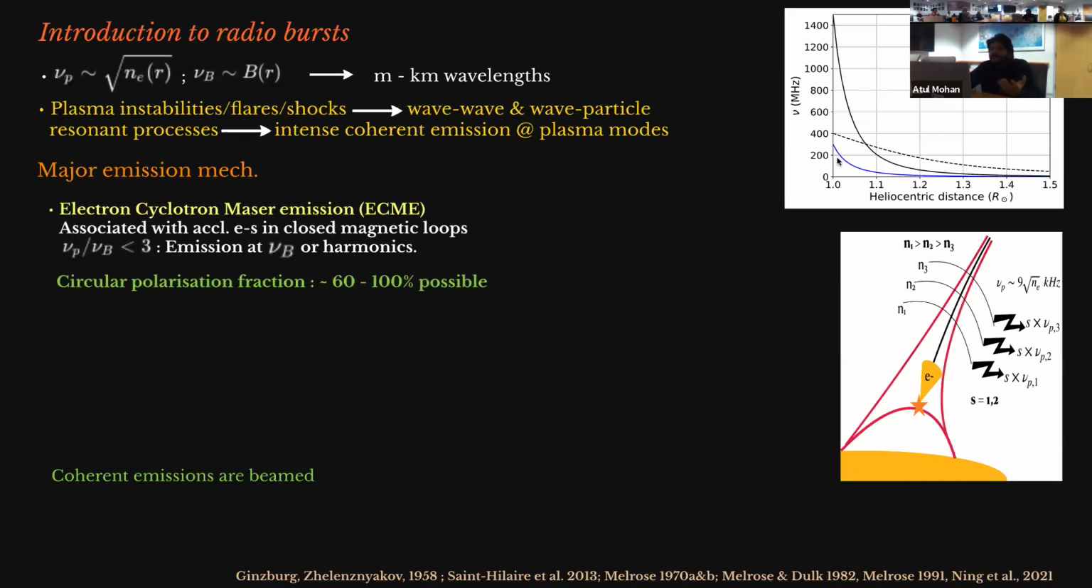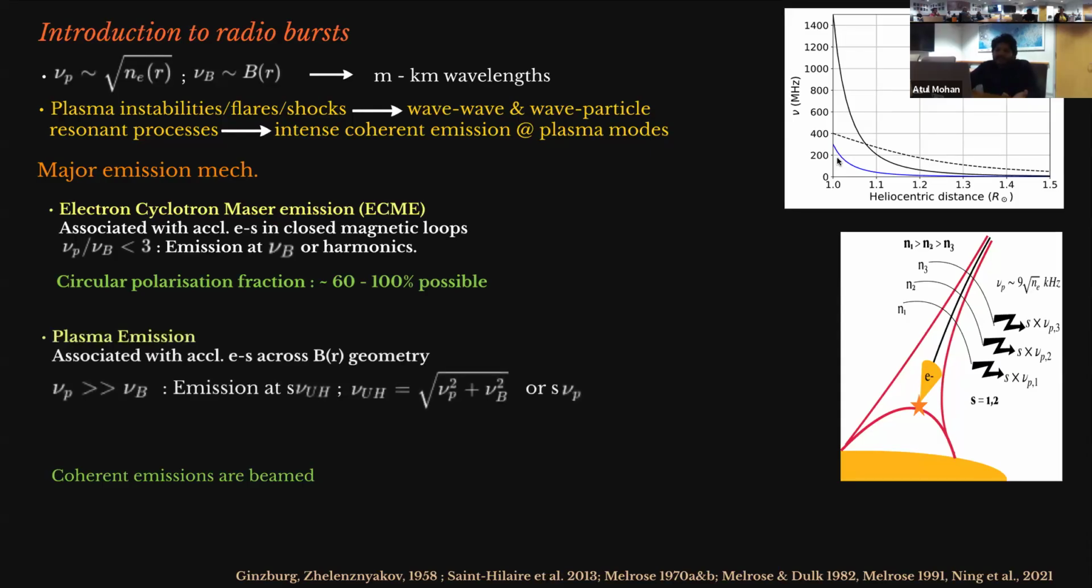So the major emission mechanisms in the radio fall into two categories. One is the electron cyclotron maser emission, which is a bright coherent emission which happens when your ratio of local plasma frequency to gyro frequency is less than 3. So the emission primarily occurs at the gyro frequency mode. And if your gyro frequency mode is in your radio band, then you basically see that emission, right? And the other one is if the emission region has a very high plasma frequency in contrast to its gyro frequency, the emission primarily originates at the local plasma frequency.